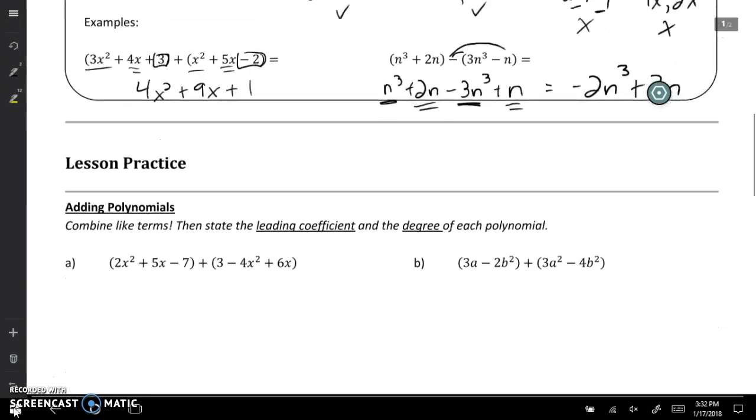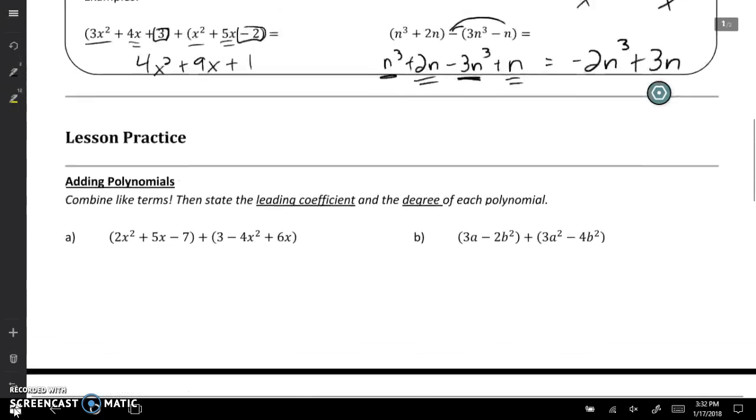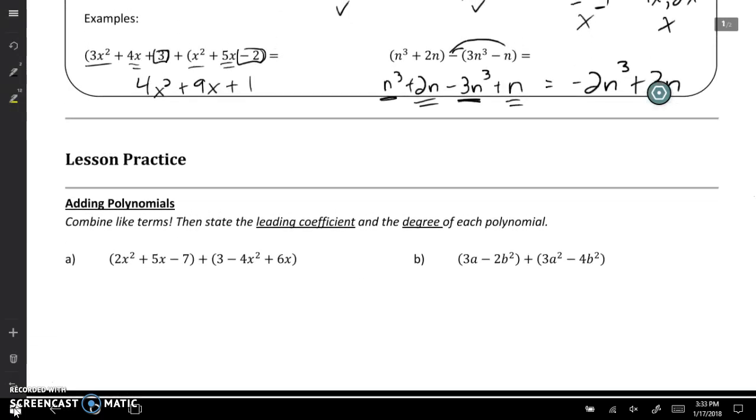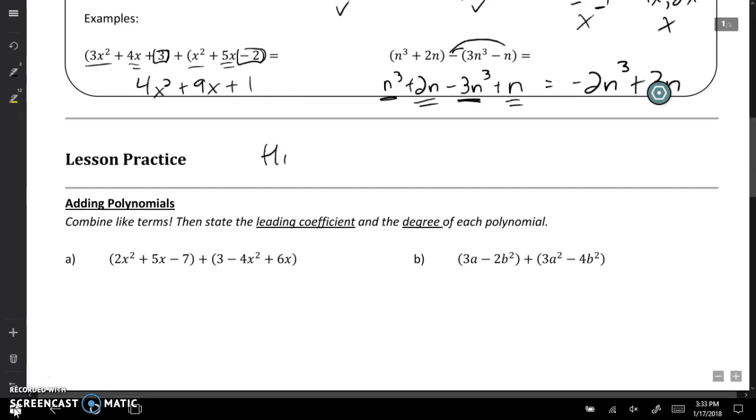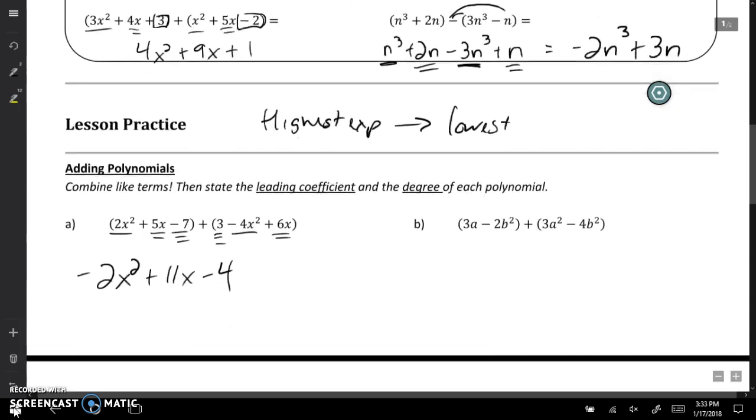We're going to do a couple practices on your own, and then you're going to try them, and we're going to see what we can do. So combine like terms. We always want to go from highest exponent to the lowest. So we're going to go 2x squared, and then minus 4x squared is negative 2x squared. Then we say 5x plus 6x is plus 11x. Then now you go negative 7 plus 3 is negative 4. And that's all we got.